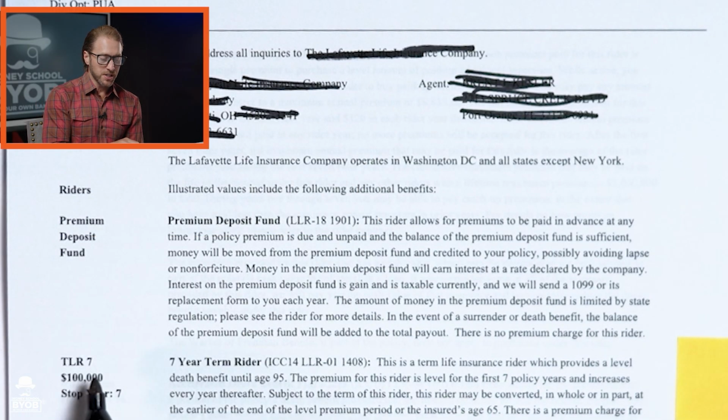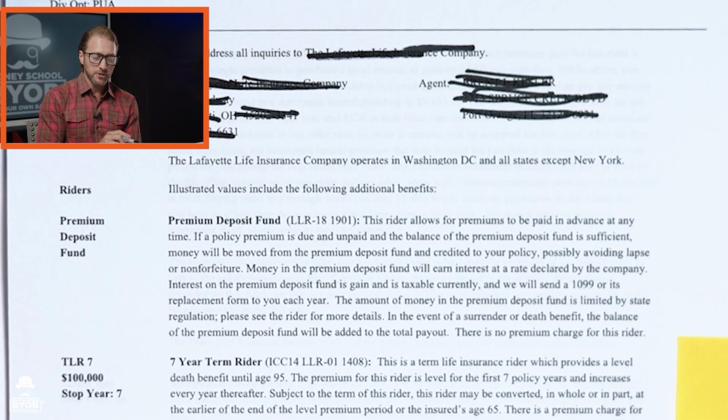The other one here is called TLR 7. Now, this is just a 7-year term rider. Why 7 years? Well, remember the IRS rule, the MEC 7 pay rule, that's 7 years. So we need a term rider on the policy for a period of 7 years only. After the 7th year, we drop the term from the policy, which is going to reduce your death benefit.